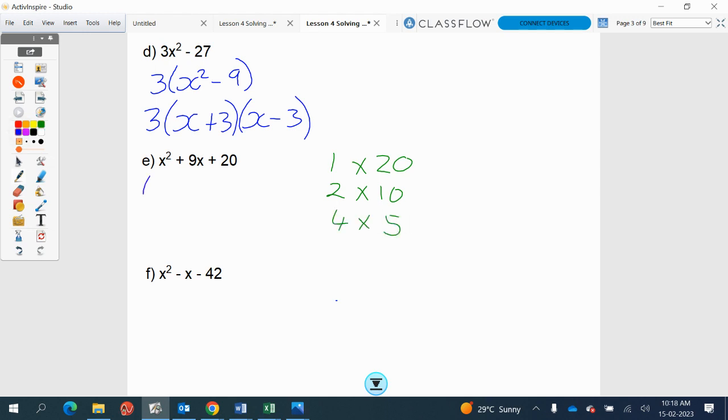Now we do our sign analysis, and we see that the first sign we look at is this one. It's positive. That means both the signs inside the bracket are the same. Secondly, we looked at this sign here. This sign is positive. So both signs inside the bracket are positive. So we've got x plus something and x plus something. So lastly, we're looking for a factor pair here, which will have a sum equal to 9. And we see it here. 4 plus 5 is equal to 9. So we have x plus 5, x plus 4.